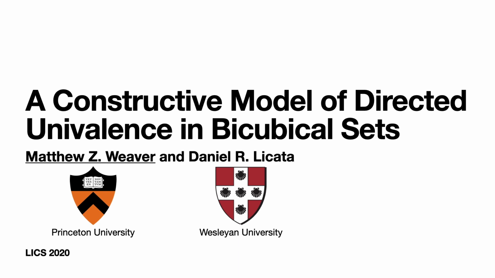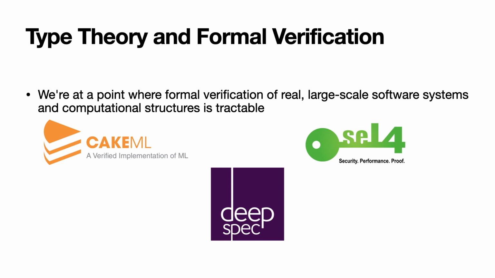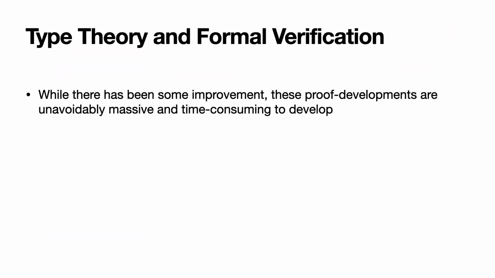Hi there, I'm Matthew, and today I'm talking about a constructive model of directed univalence in bicubical sets. Right now in computer science, we're at a point where it's actually possible to formally verify large-scale software systems, and lots of people have already done so. One of the challenges is, though, that it takes a lot of time by a lot of experts.